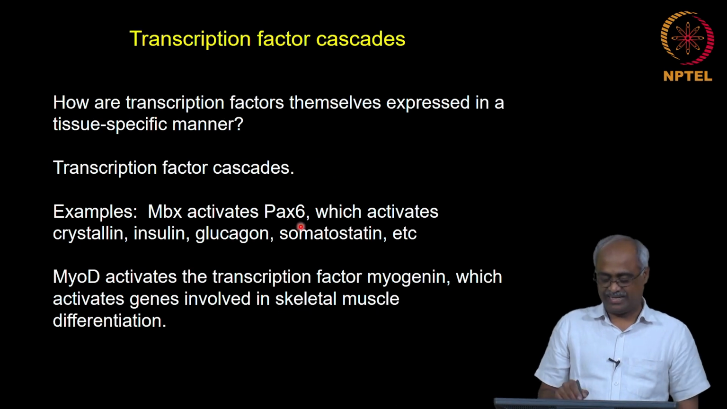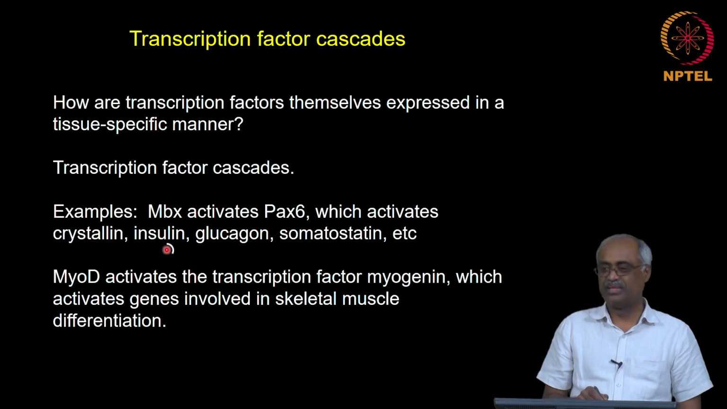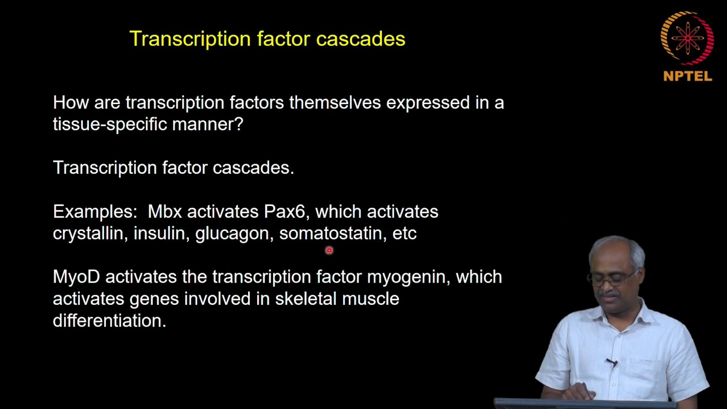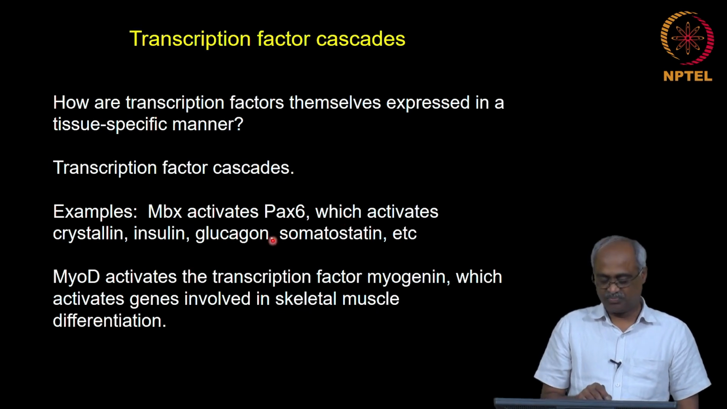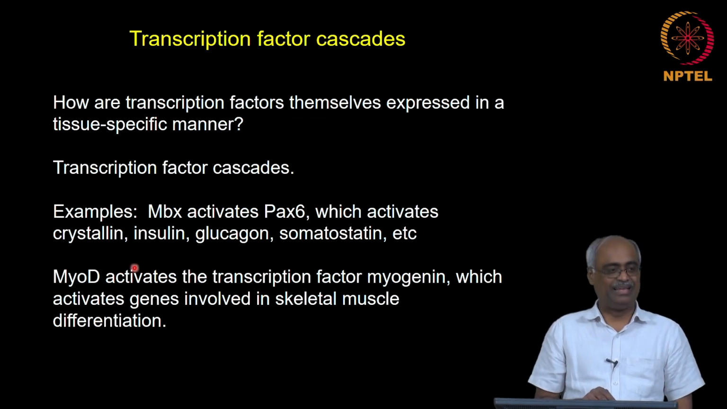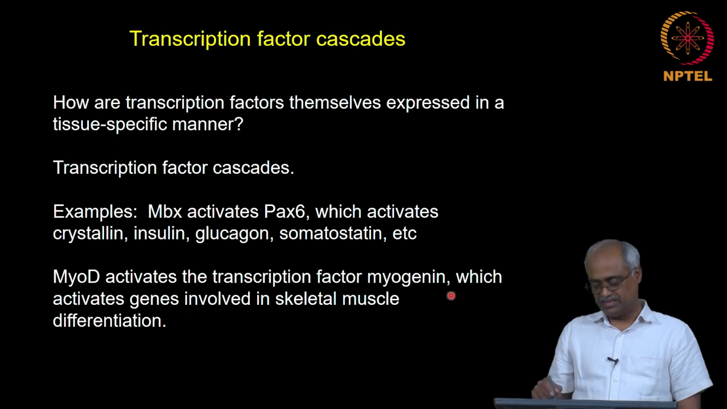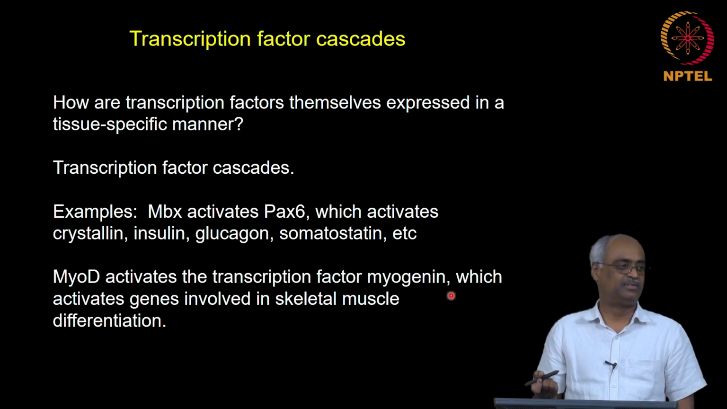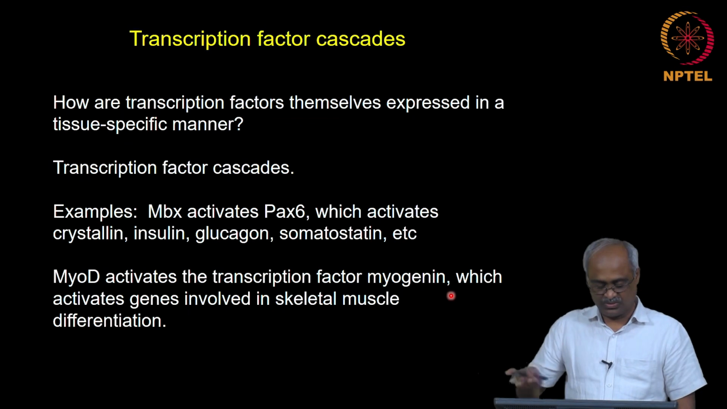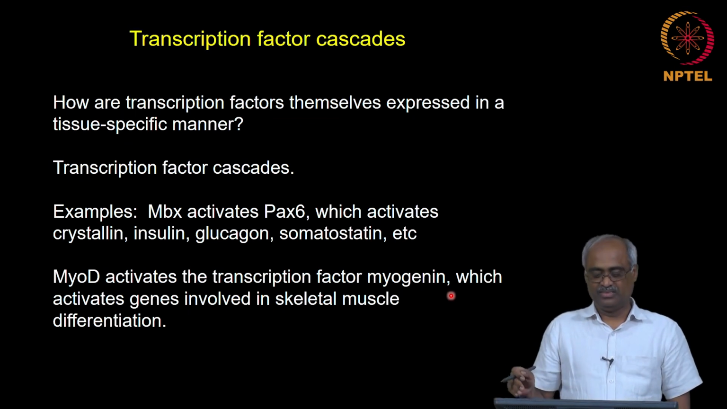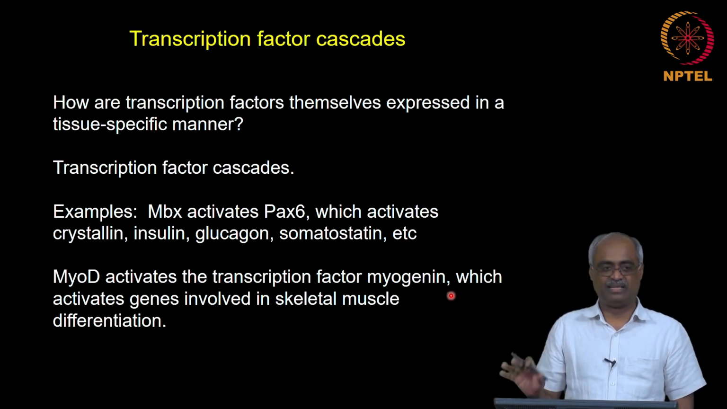For example, PBX activates PAX6, PAX6 activates, as we saw already, crystallin in the lens, and insulin, glucagon, somatostatin, another pancreatic hormone, etc. Similarly, MyoD, this muscle specific, really powerful transcription factor, activates myogenin, which activates other genes involved in skeletal muscle differentiation. So on and so forth, one after the other. The main concept here is that there is a cascade.